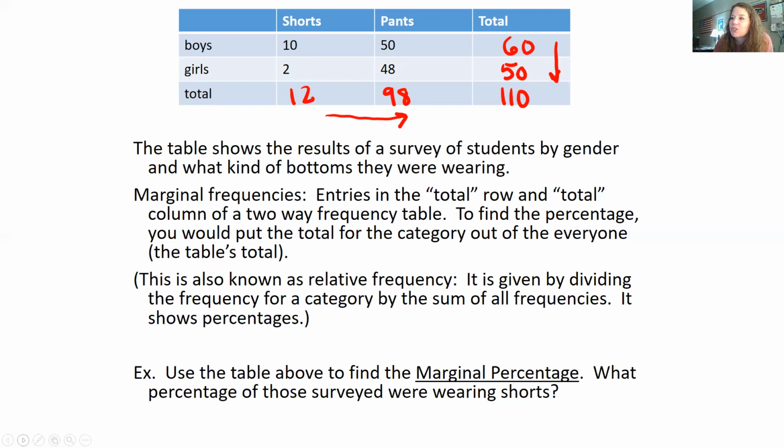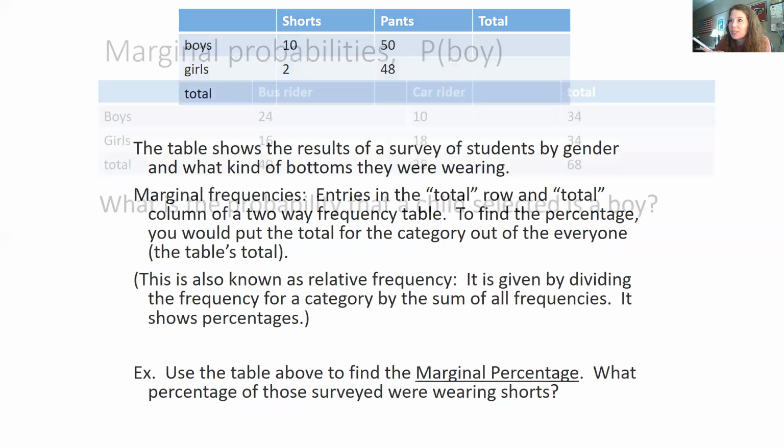What percentage of those surveyed were wearing shorts? So of all the students surveyed, what was the percentage of those wearing shorts? Well, the total number of students wearing shorts was 12 out of 110. So we would write 12 out of 110, and when we divide that, 12 divided by 110, I got 0.109, which would be about 11%. So 11% of those surveyed were wearing shorts.